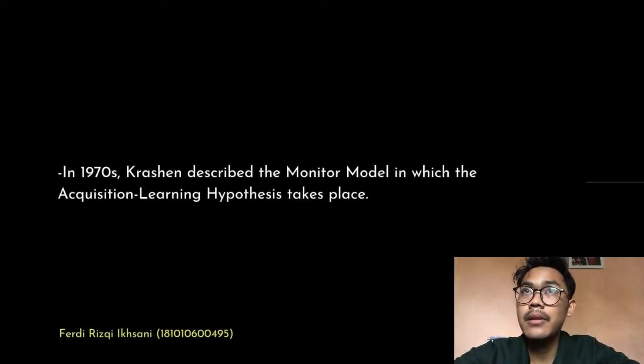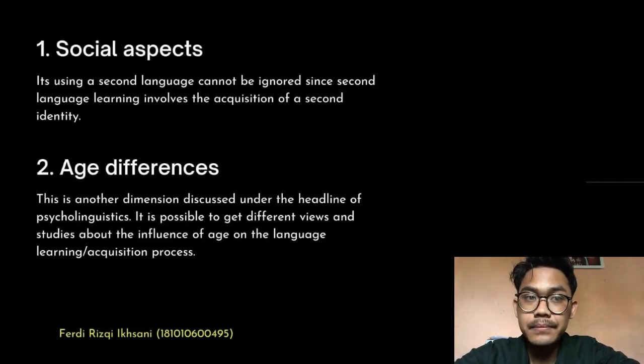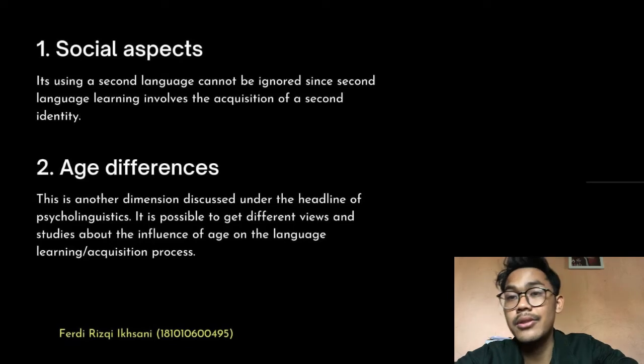I have the factors in language learning. So the first one is the social aspect. The social aspect cannot be ignored, since second language learning involves the acquisition of a second identity. In this process, social distance may occur. Social distance is the cognitive and affective proximity of two cultures that come in contact within an individual. Distance is used metaphorically to denote the similarity between two cultures.